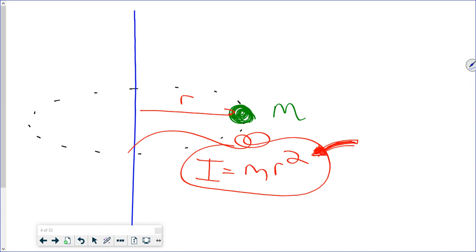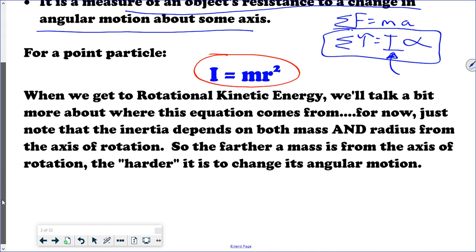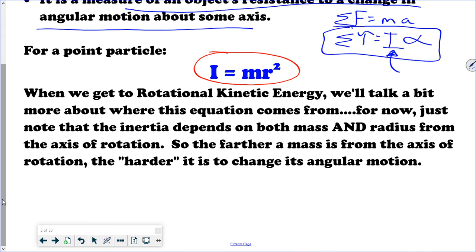So that is how you find the rotational inertia of a particle, and I believe the bottom half of the slide just says what I told you there. When we get to rotational kinetic energy, we'll talk a bit more about where that comes from. For now, just note that the inertia depends on both the mass and the radius from the axis of rotation. So here's the big thing then: the farther a mass is from the axis of rotation, the harder it is to change its angular motion.